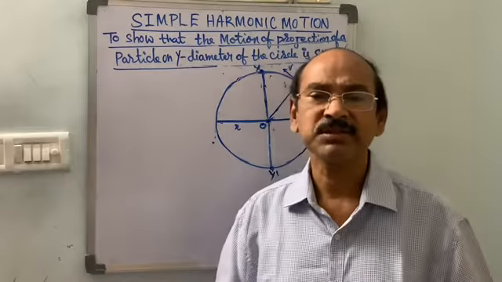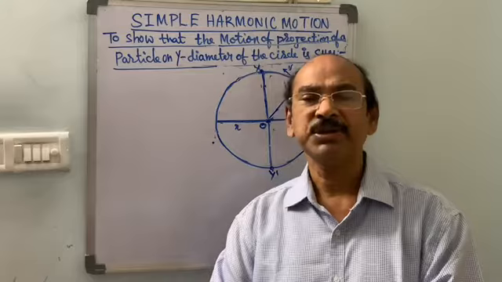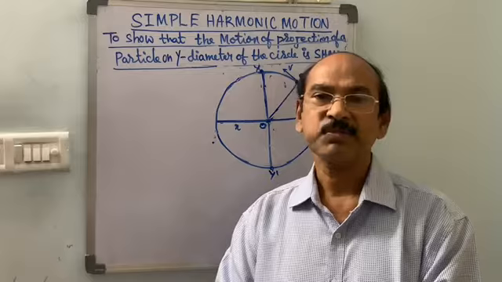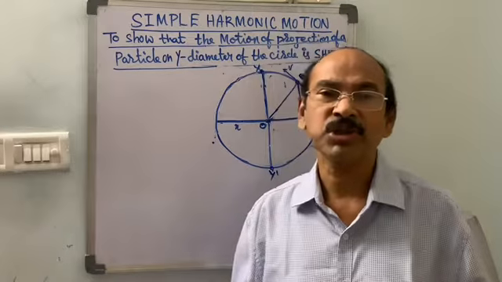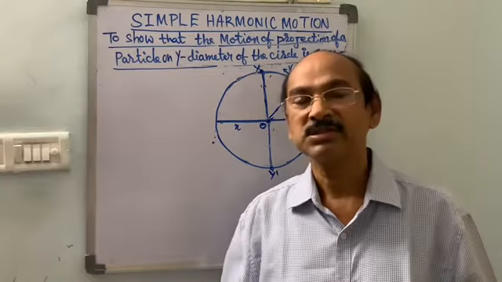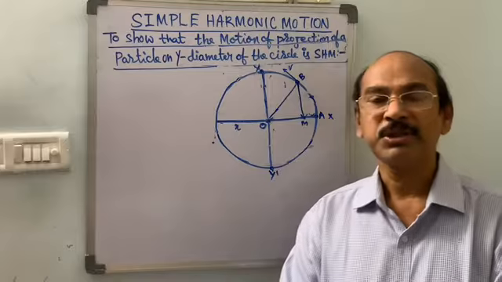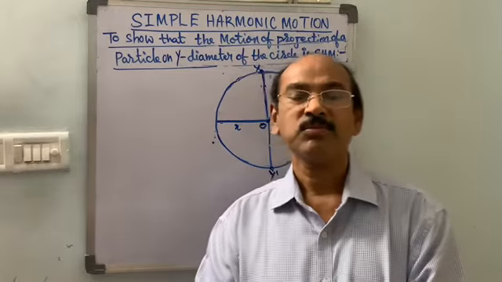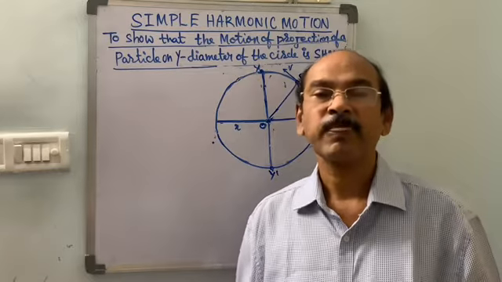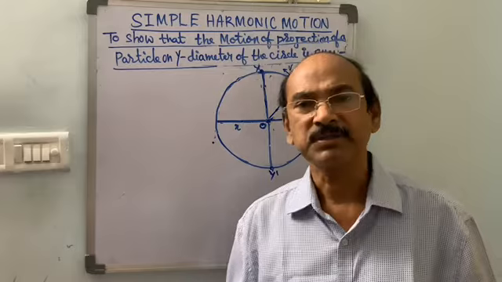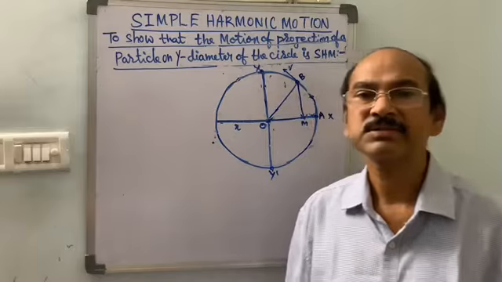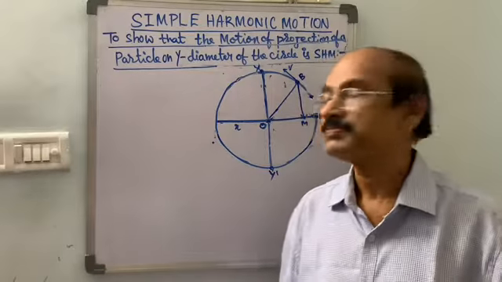Periodic motion means the motion of a body which repeats after a certain time interval. For example, motion of the moon around the earth and motion of the earth around the sun. So the moon repeats its periodic motion after every 30 days, and similarly, the earth repeats its motion around the sun every 365 days, that is after 12 months.